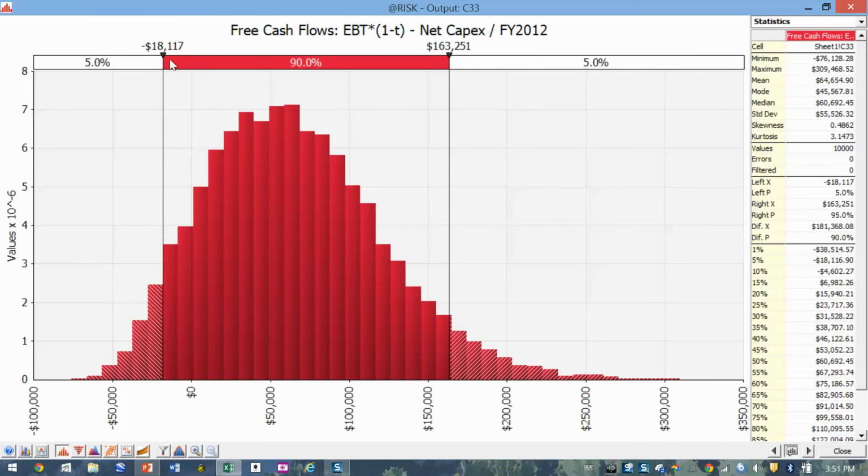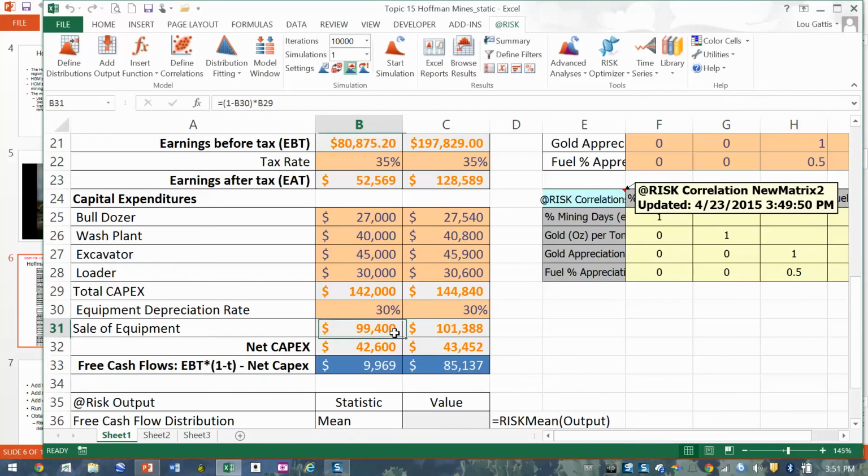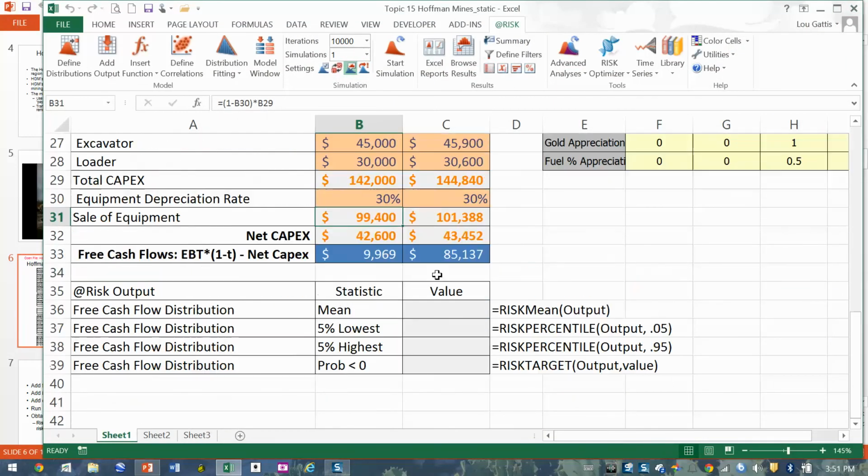And you see the 5% worst case is losing 18,000. 5% best case is making 163,000. And you can see the probability of breaking even. This was about a 12% chance we break even, 88% chance we actually have positive free cash flows. Now I could get at-risk to put these values into Excel by using Excel's at-risk functions.